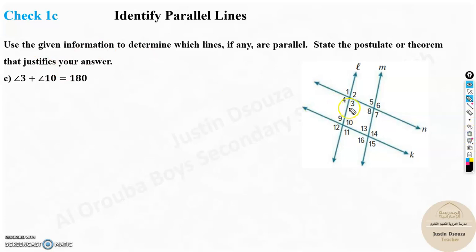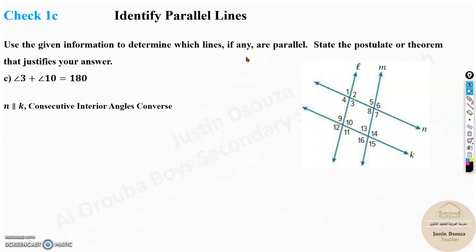The last problem now, over here we have 3 and 10. Let's see where is angle 3 and over here is angle 10. It is 180 degrees. What does 180 degrees mean? It means it's supplementary. If that is supplementary, then it is consecutive or same side interior angles converse. So let us see consecutive interior angles converse, and which are the lines parallel? Which does it touch? N and K. So this is how we solve it.